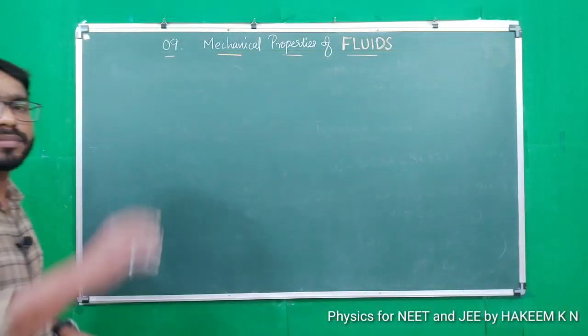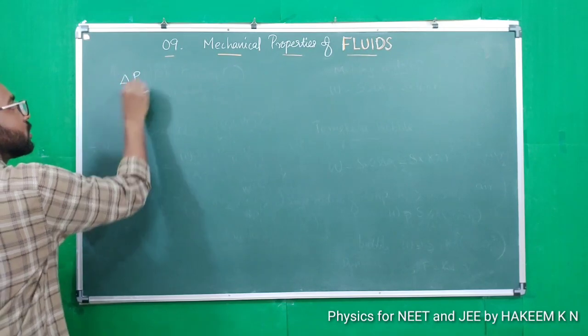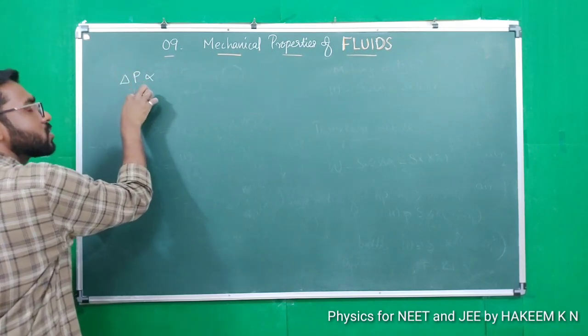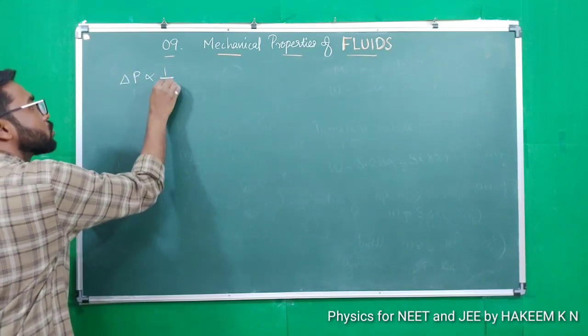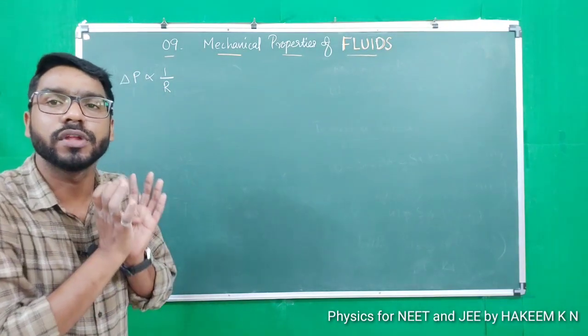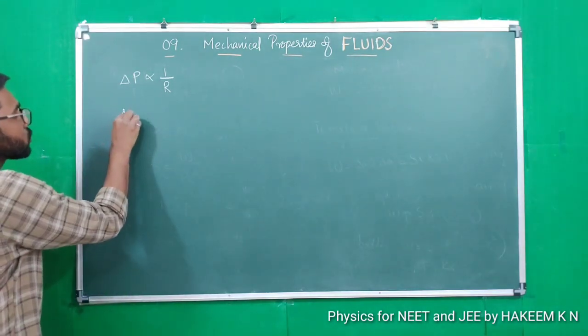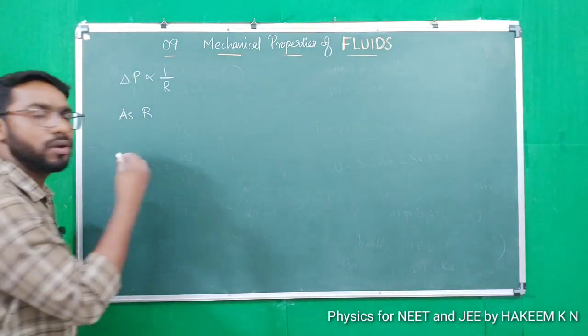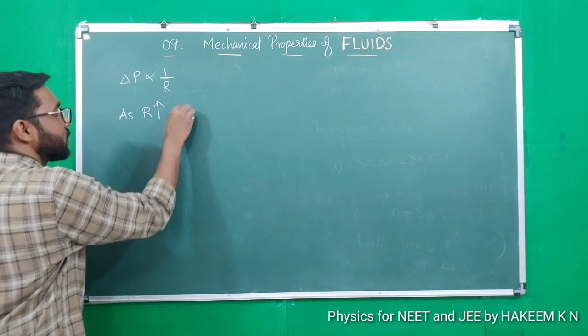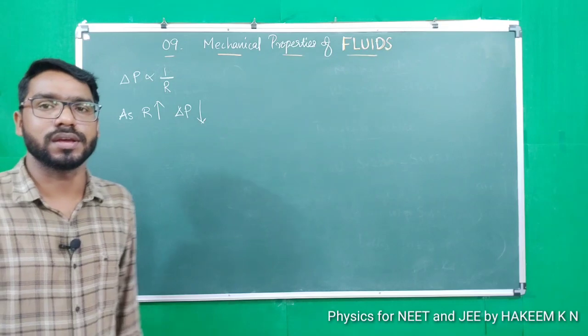From the table we discussed that excess pressure is inversely proportional to the radius of the meniscus, bubble or drop. So we can say, as the radius of the bubble, meniscus or drop increases, excess pressure decreases.